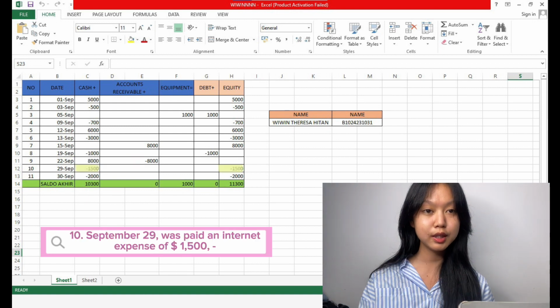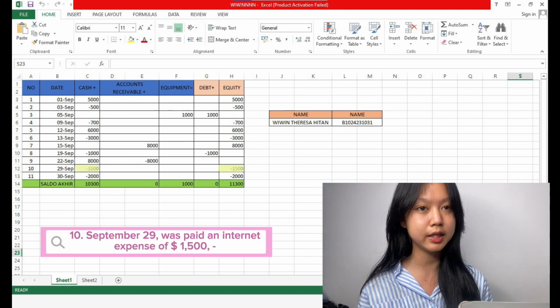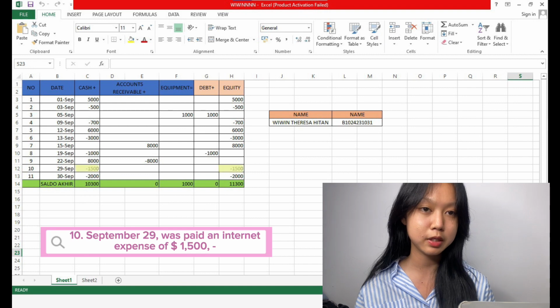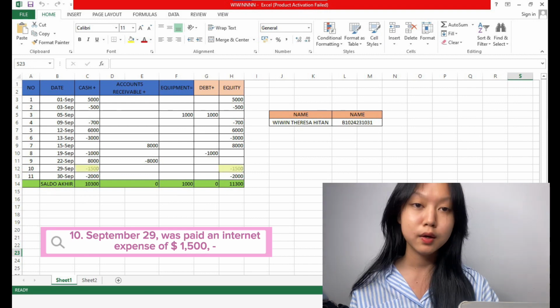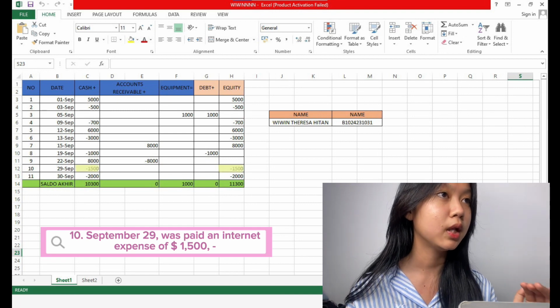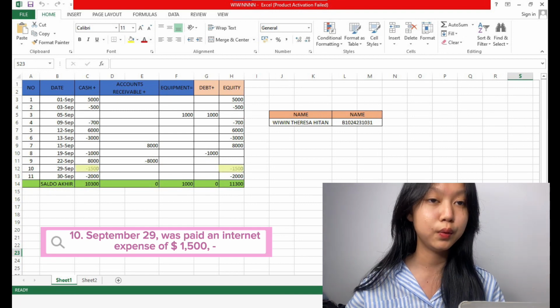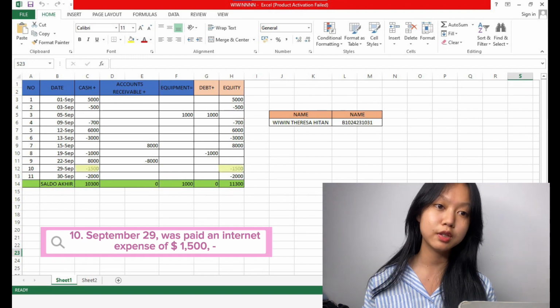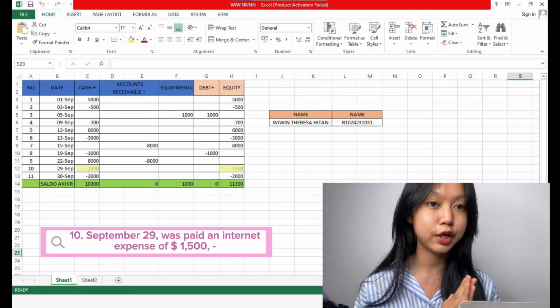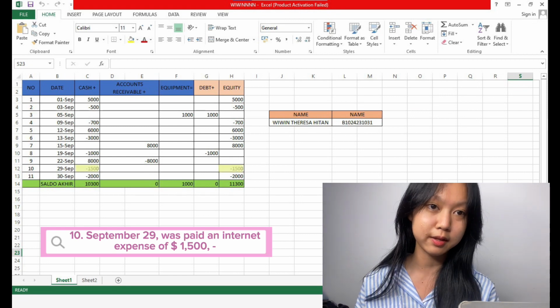So next, for the 10th transaction, which is on September 29, an internet expense was paid for $1,500. So on the table, we put the nominal both in cash and also in equity. But it was a minus because we took the company's money for the company's necessity.